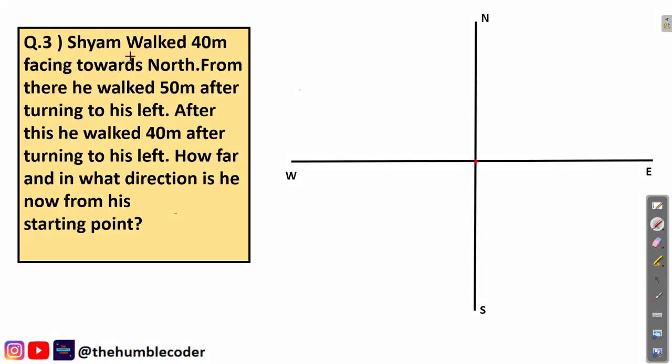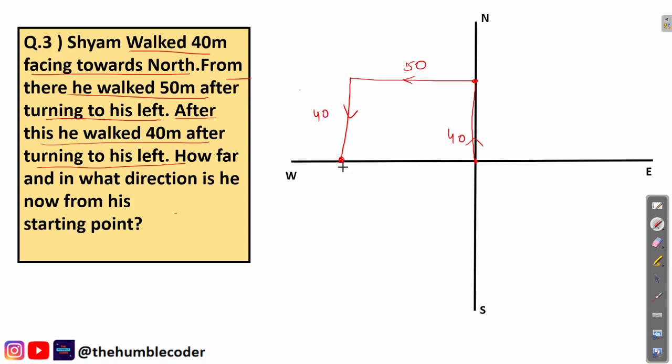Okay, next question is, Shyam walked 40 meters facing towards the north. So Shyam walked 40 meters. So currently Shyam is at this point. Now from there he walked 50 meters after turning to his left. So left of Shyam is this. So 50 meters in this direction. After this he walked 40 meters towards his left. So left of Shyam is this. So Shyam has walked 40 meters again towards his left. How far and in what direction is he now from his starting point?